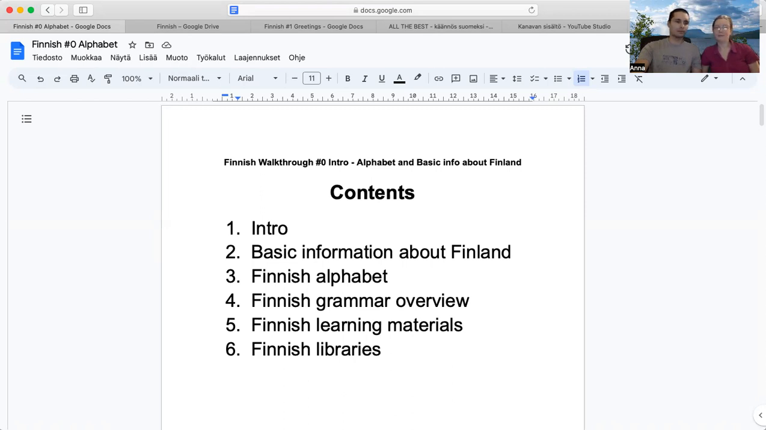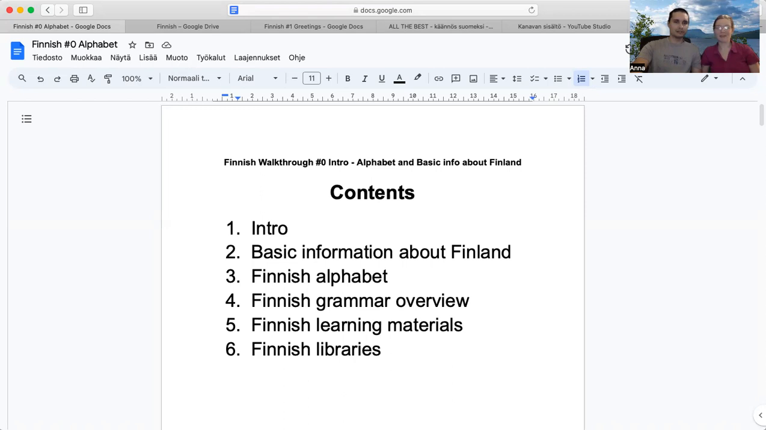Yeah, so I have my wife here giving the pedagogical perspective, and the foreigners' perspective on the Finnish language. I think that's also good.